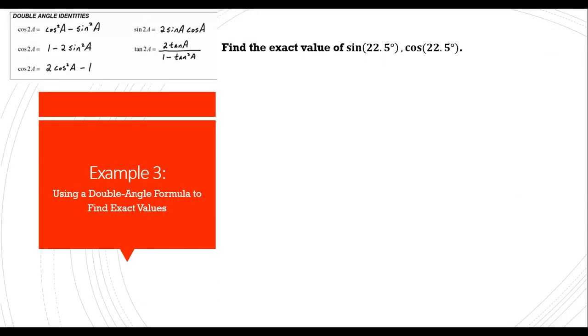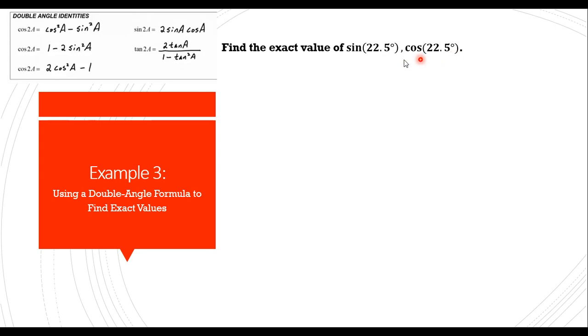So example 3, this is the third type of problem you might encounter when working with double angle formulas, double angle identities. So using it to find exact values again. This actually isn't even that crazy. So the exact value just looks a little different than it was before. So our goal in this problem is to find the exact value of sine 22.5 and cosine of 22.5.